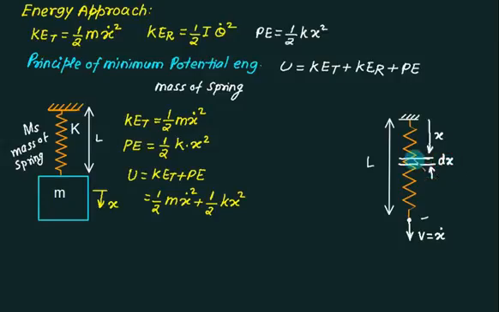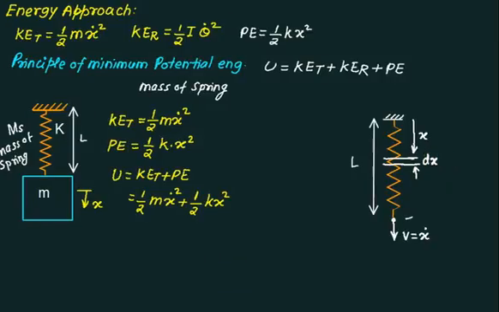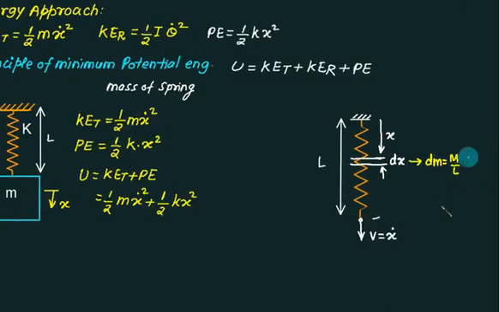As we have taken in the case of the rod also, the ms is distributed over the length L. So can we calculate the mass of this small length? The mass for this small thickness is dm equal to m divided by L multiplied by dx.